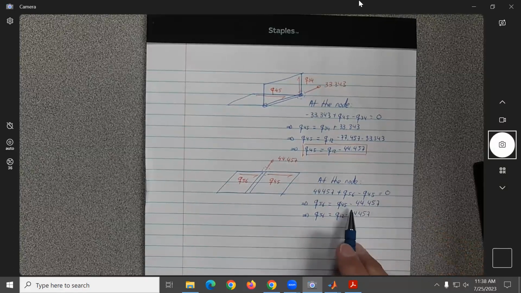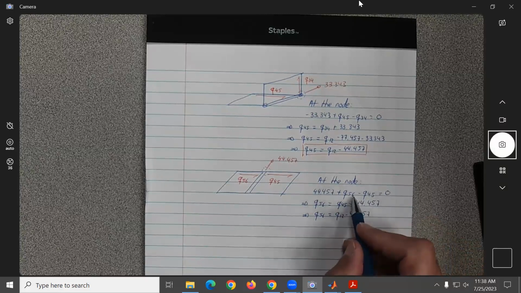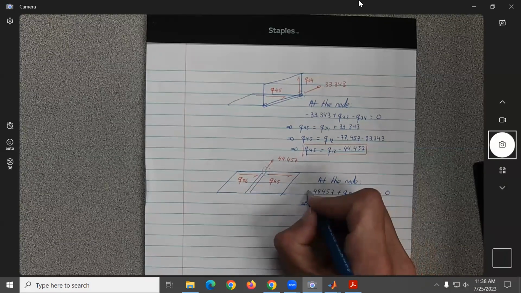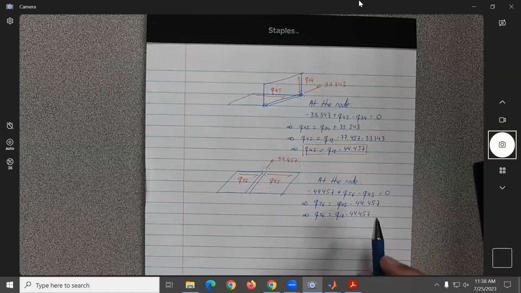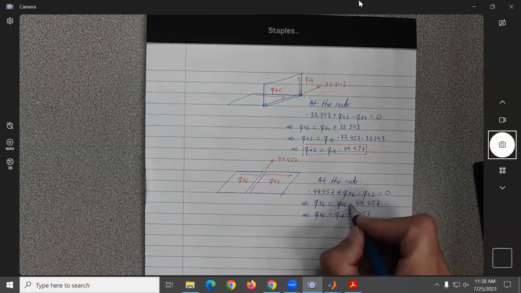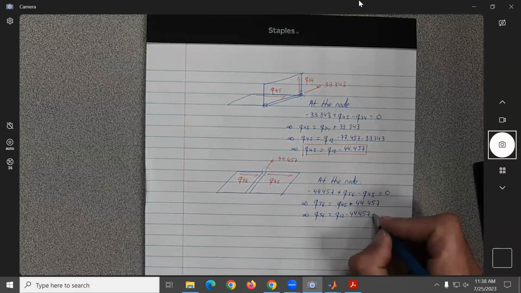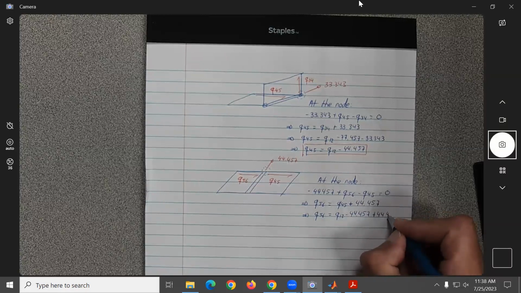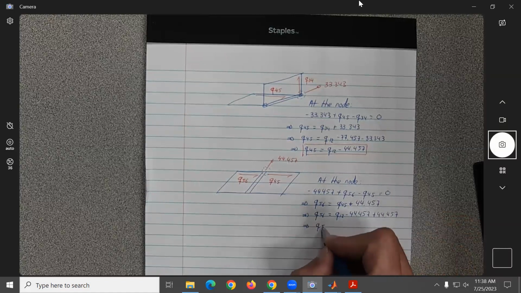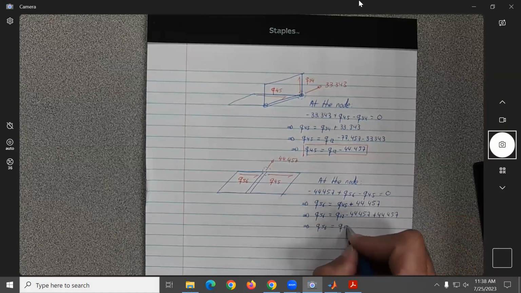Well, there is something wrong here. This is a plus here, Q56. So let's see. Yeah, this one should be negative. Now that works. So Q56 gives Q45 plus this one, plus 44.457. So this is going to give that Q56 equal to Q12.